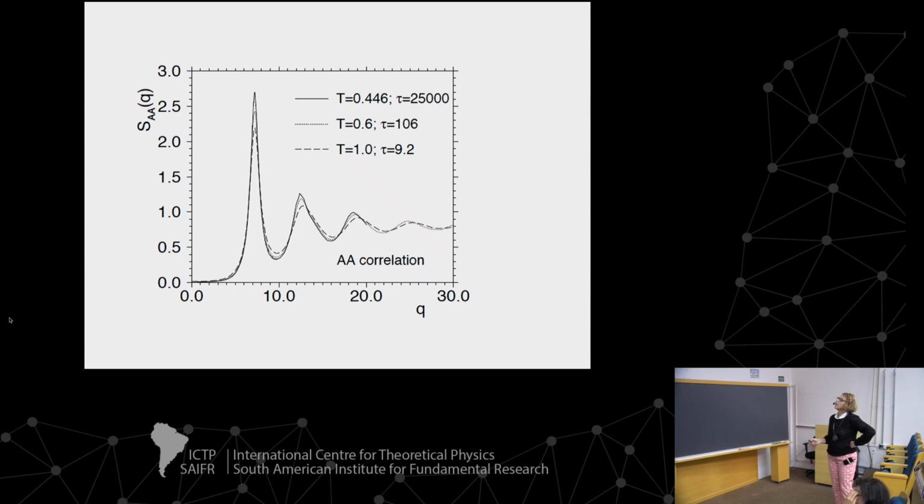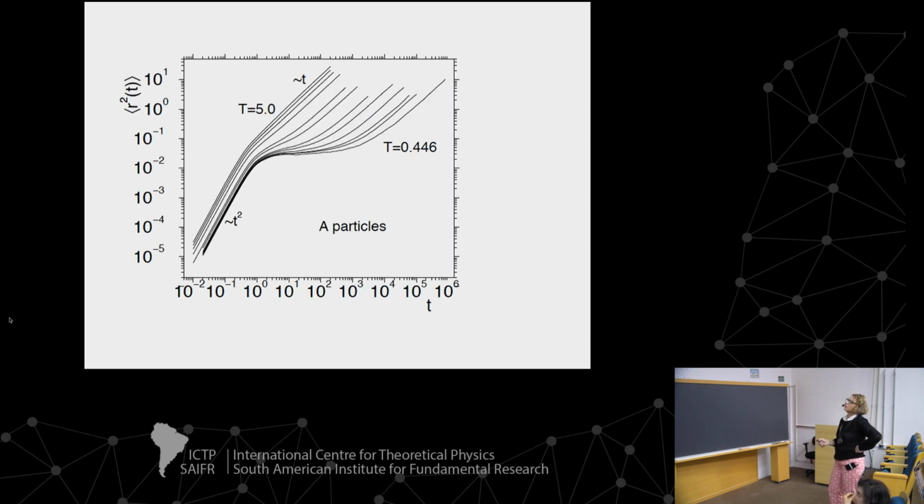So this is the correlation of the A particles. This is the usual S of K. You have seen others during the other lectures. This is in internal units. Lennard-Jones is usually given in internal units. And these are the times of the simulations.